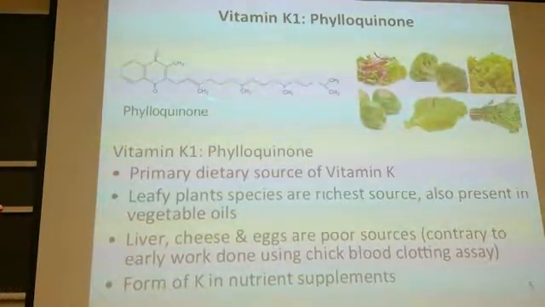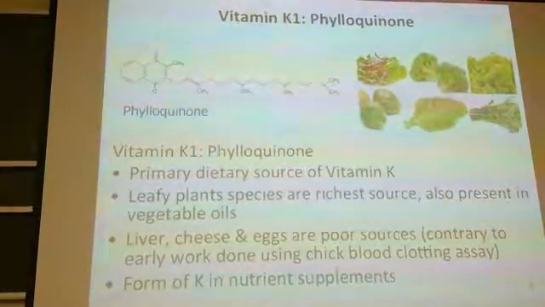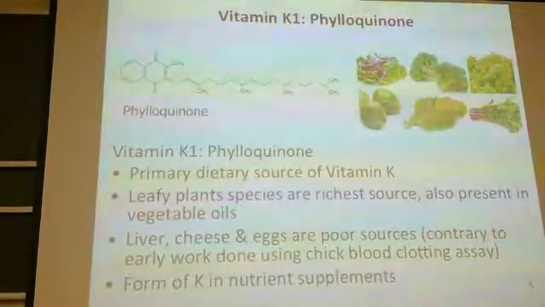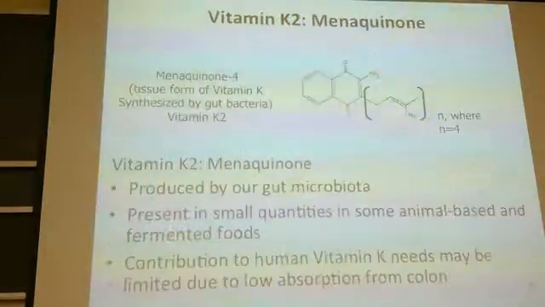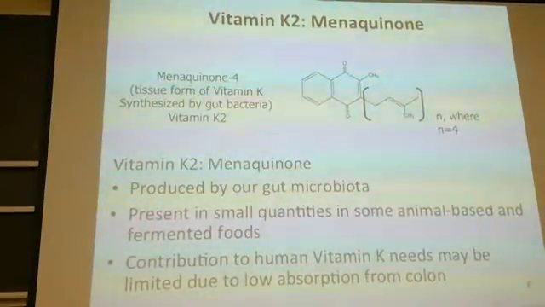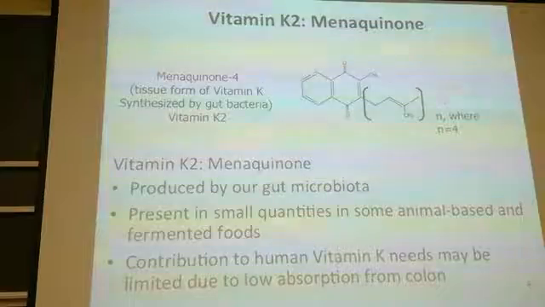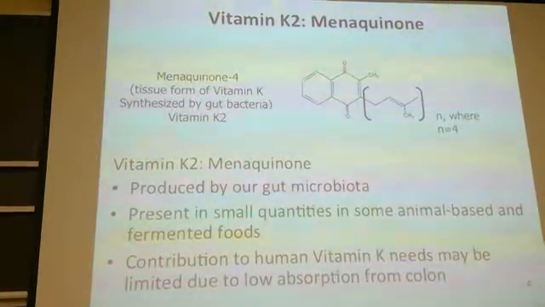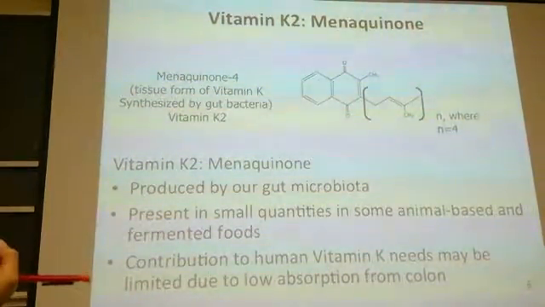Phylloquinone, vitamin K1, is what we find in all the nutrient supplements. So in your multivitamin, you'd be getting this form of vitamin K. This other form, vitamin K2 or menaquinone, as I mentioned, is produced by our gut microbiota. It will be present in small amounts in some animal-based foods and some fermented foods, where some vitamin K2 is contributed by the bacteria in the species. This form is synthesized by our gut microbiota.